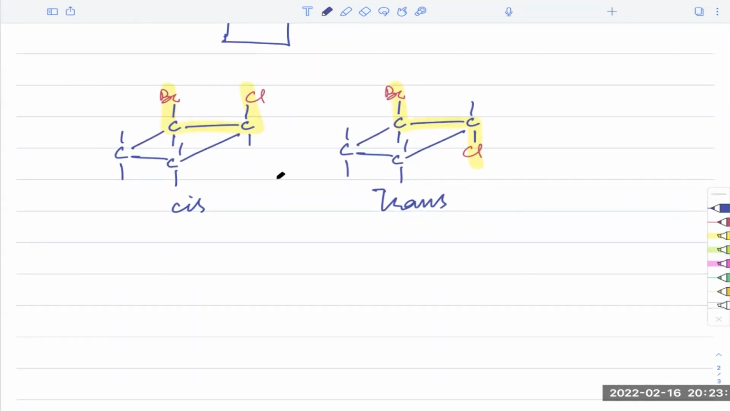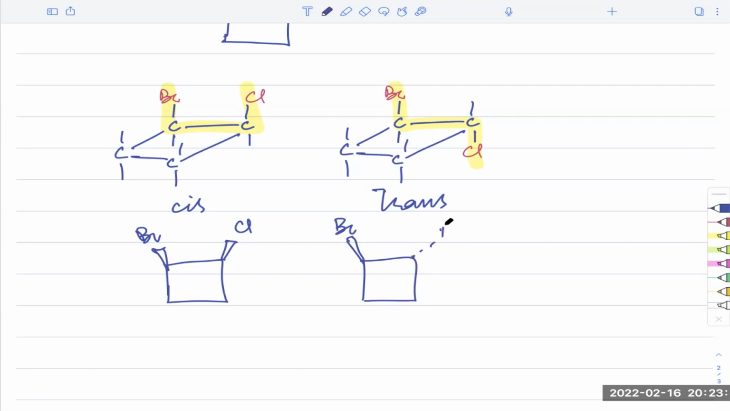How do you draw this using three-dimensional formula? So things that are above, we can show them using a wedge. So if both of them are above, that will be a wedge. And the things that are behind, like below the plane, we can show them as dotted. So this shows that one is outside and one is inside. This is trans, and the left one, they're both on the same side.